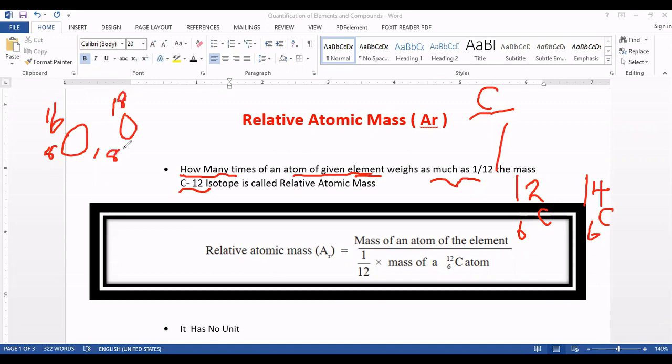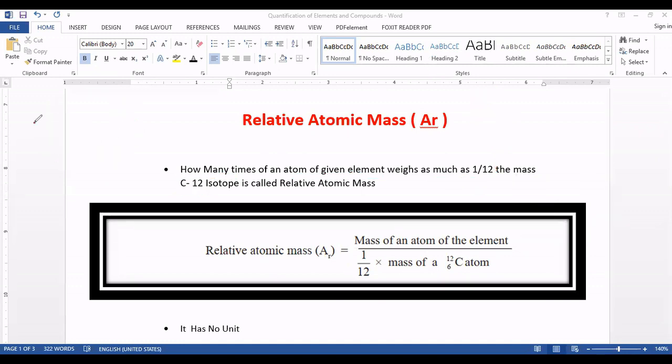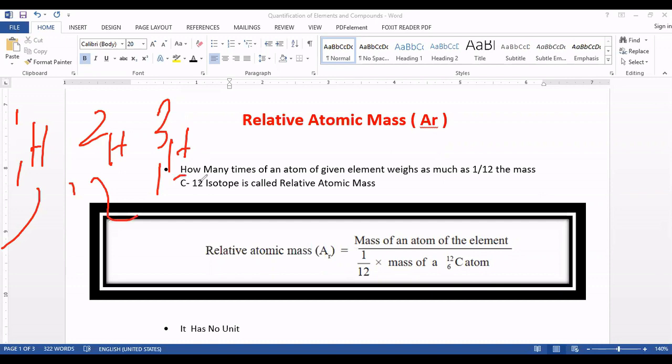And you might have studied this in chapter 3 in grade 10. Hydrogen: 1H1, 2H1, 3H1. These are called protium, deuterium, tritium. Do you remember these? Protium, deuterium, tritium. These three are commonly called what? Isotopes. Which means the same atomic number and different mass number. Different mass number means different number of neutrons.